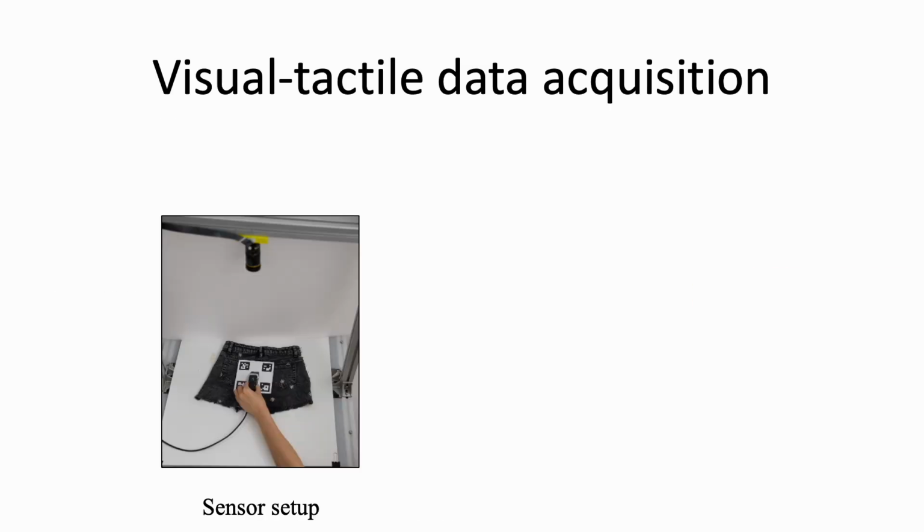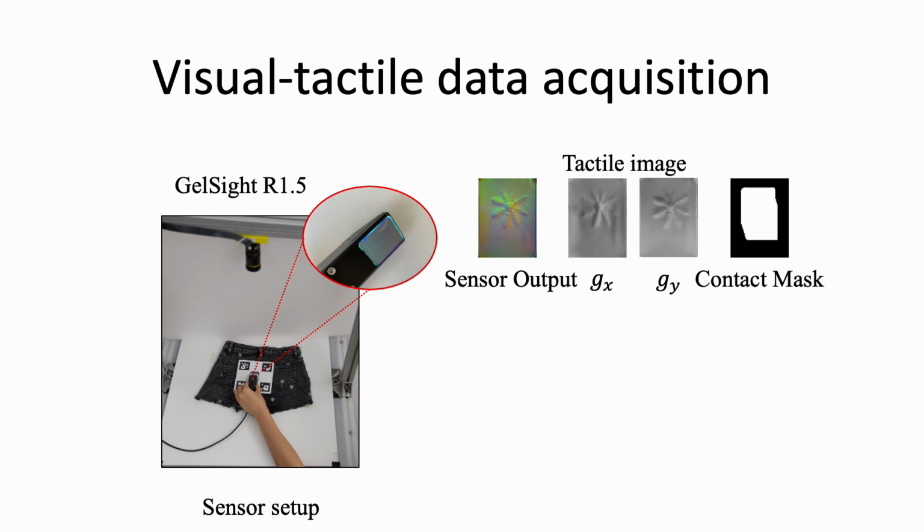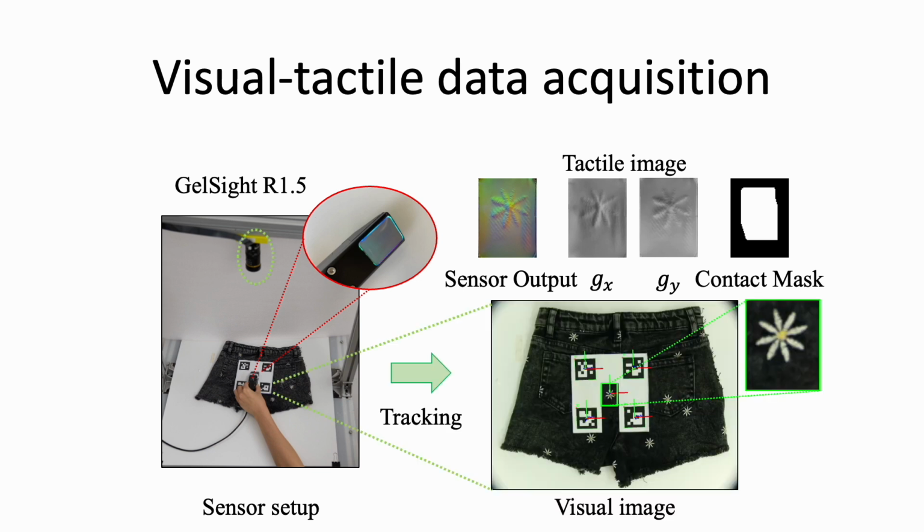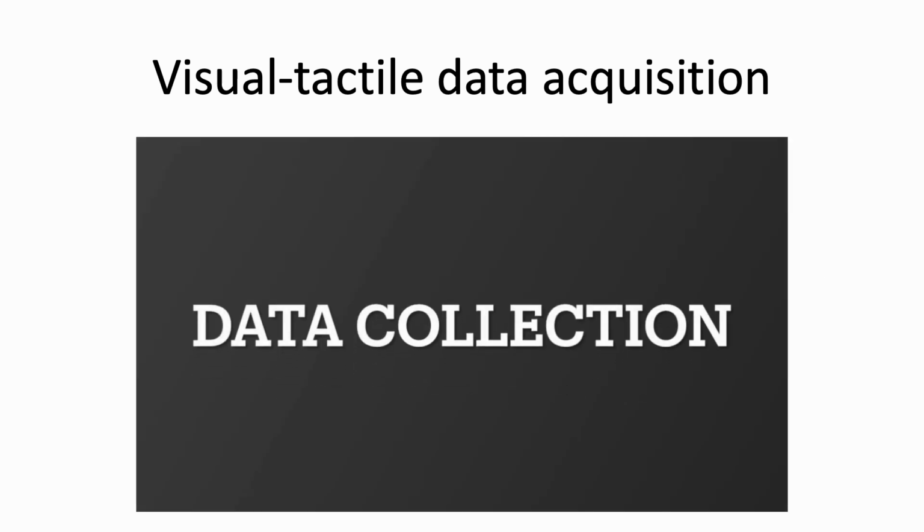Here we show our data acquisition process. We obtain synchronized visual-tactile data by registration with ArUco marker tracking. We use GelSight R1.5 to capture tactile local geometry. The sensor outputs Gx and Gy represent the image gradient of surface normal in X and Y directions respectively. We use a Pi camera mounted on the top for visual capture and ArUco marker detection. The video shows a detailed demo.